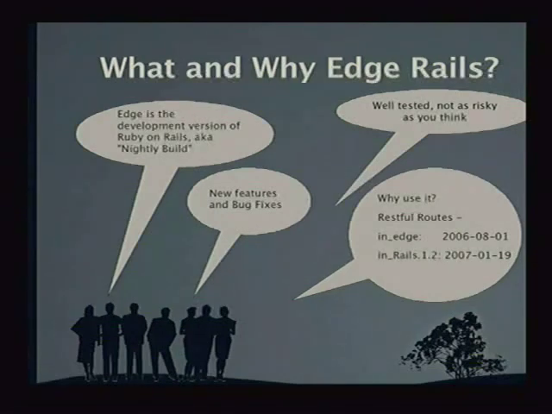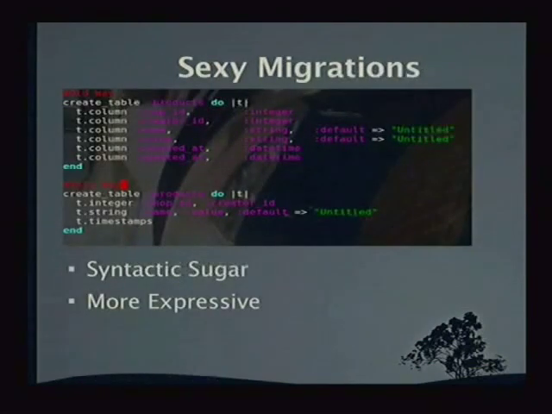The biggest reason to use it, just an example from the past: RESTful routes were introduced in August of 2006, and they changed the way you build a web application. So if you got excited about that and wanted to get it into your Rails, you either had to install some plugins, which worked out okay, or you could just jump on Edge and stay current, and you had it four and a half months before everyone else.